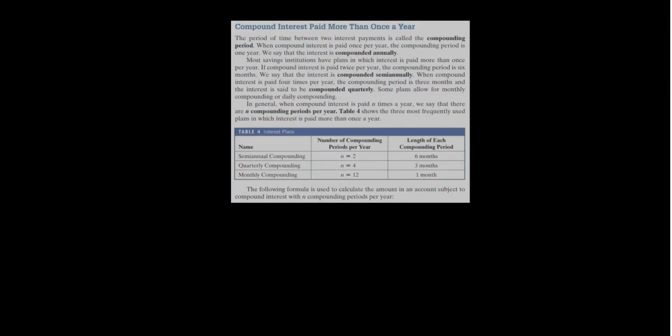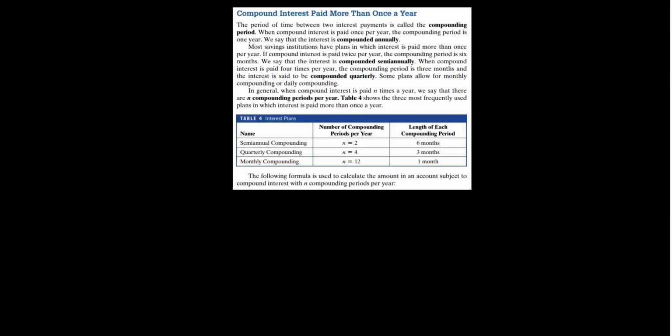All right, so we need to figure out what some of these words mean. Starting at the top here, the period of time between two interest payments is called the compounding period. When compound interest is paid once per year, the compounding period is 1 year. We say that the interest is compounded annually, right? And if we do it twice a year, we call it compounded semi-annually. 4 times, compounded quarterly, right? And then we can also say something like monthly compounding.